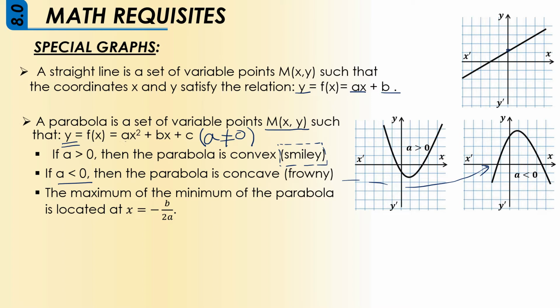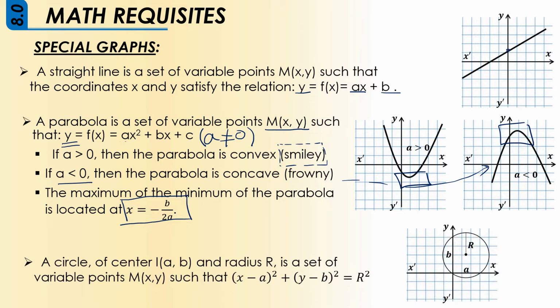The maximum or the minimum of the parabola, or simply the vertex of the parabola, can be located at x equals minus b over 2a. This might be handy somewhere, and if we don't use it later on, it's okay. It's just a piece of information.